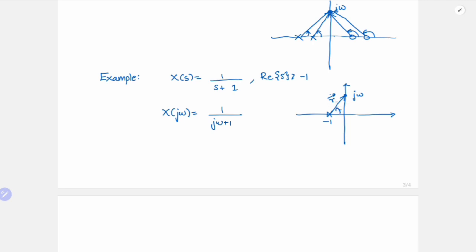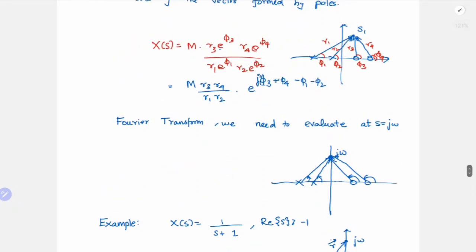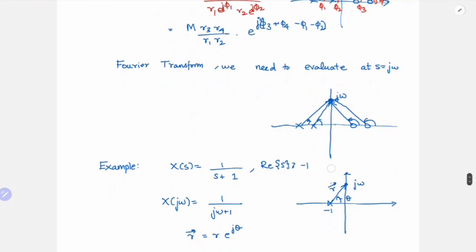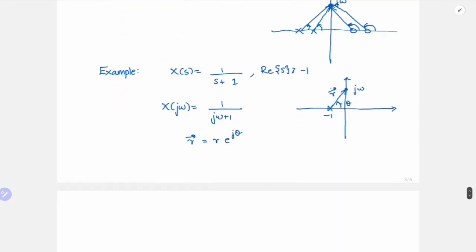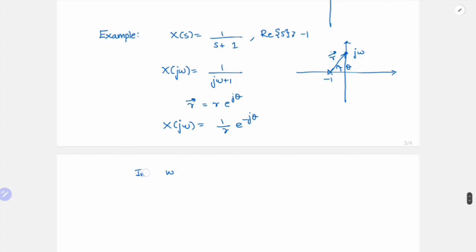So it will have a magnitude of r and let's say phase of theta. So r is equal to r e power j theta. Again here it is j phi because it is phase. I forgot the j factor, we can include that. Okay. But since it is a pole, my X of j omega will be nothing but 1 by r e power minus j theta, right?